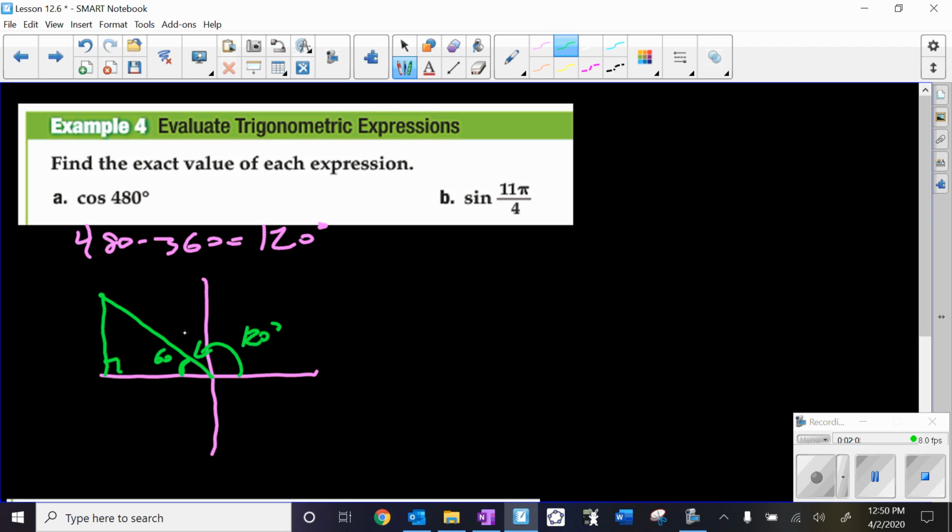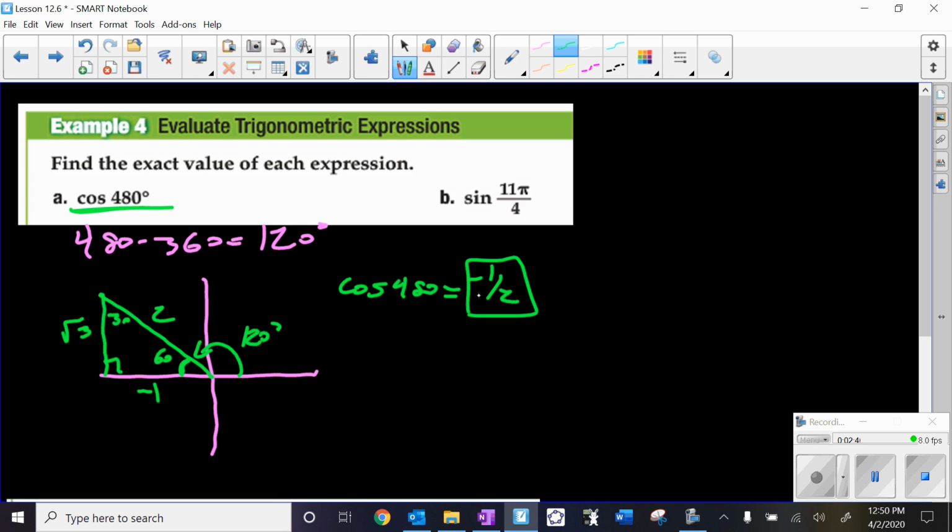And then we can use our special right triangles that we had on the previous slide. Across from 60 is our square root of 3. Across from our 30 is 1, but we got to be careful. We're at a negative 1 because we went left of the origin. And then our hypotenuse is 2. Cosine of 480. Remember, cosine is adjacent over hypotenuse, so adjacent with our reference angle is negative 1. Our hypotenuse is 2, so the answer is negative 1/2.